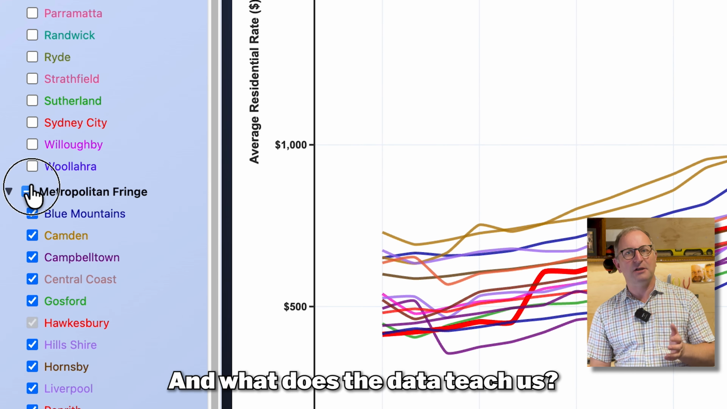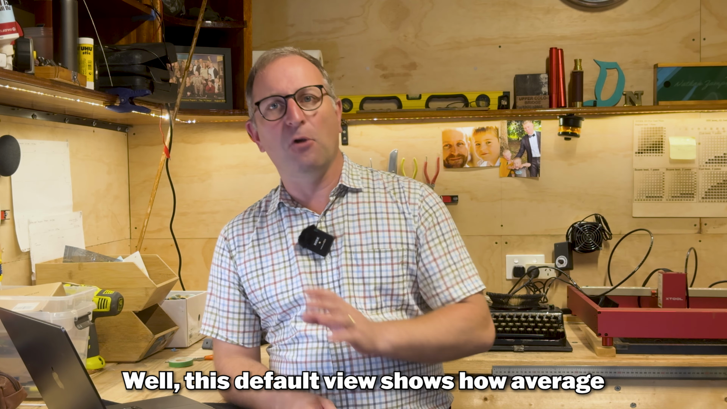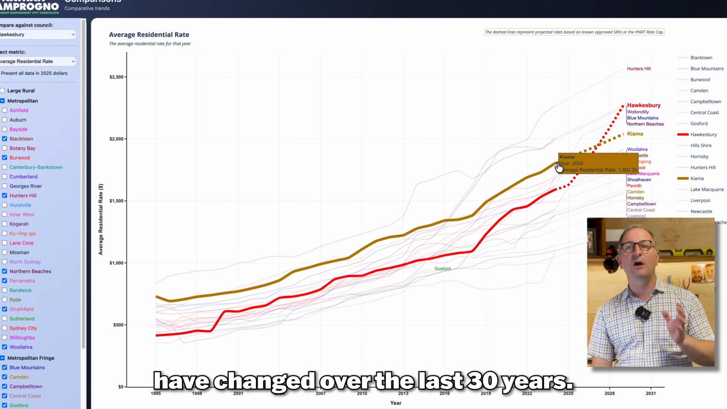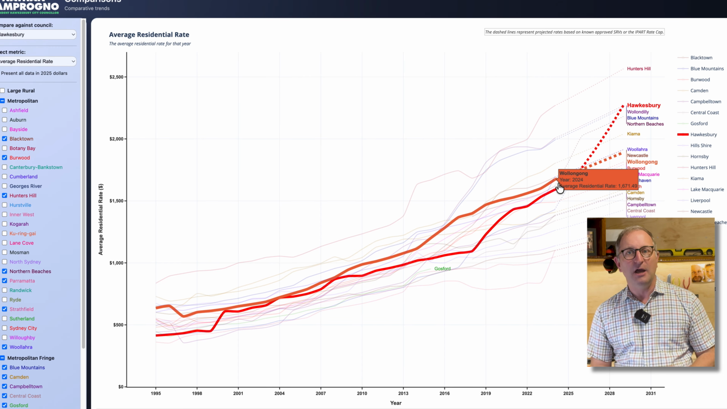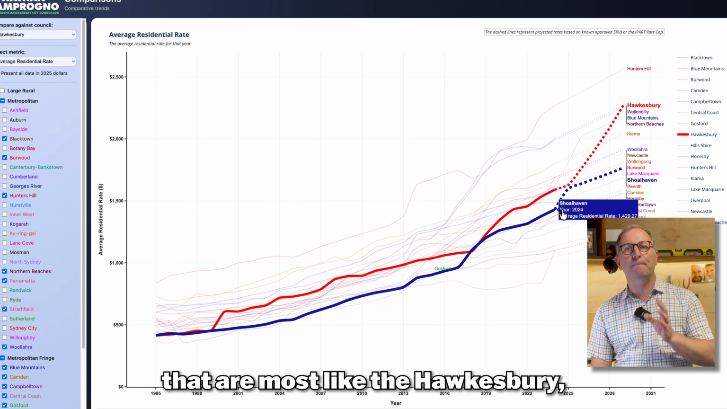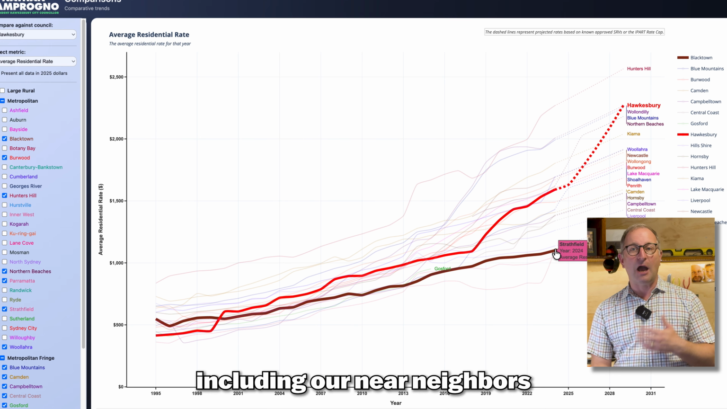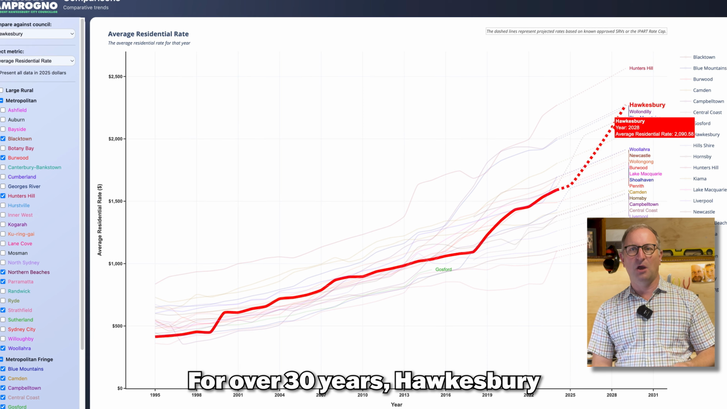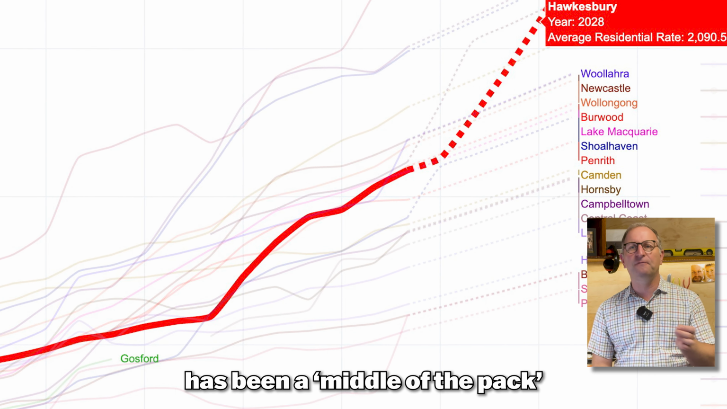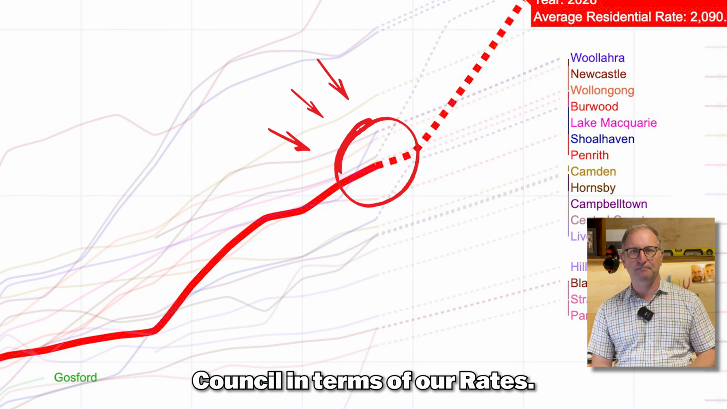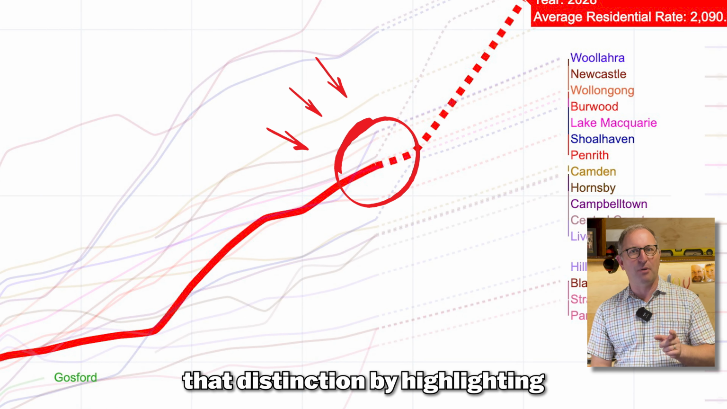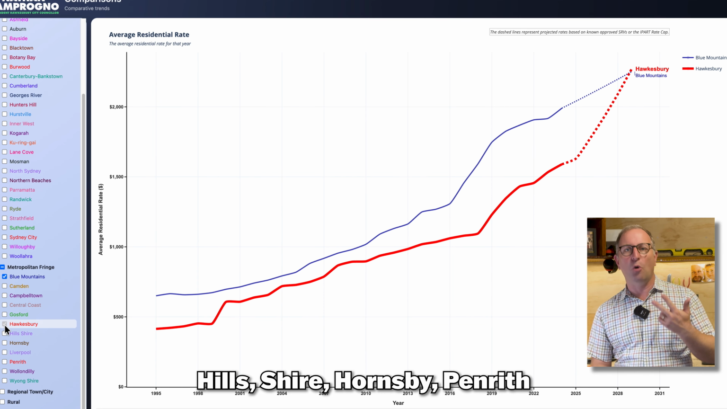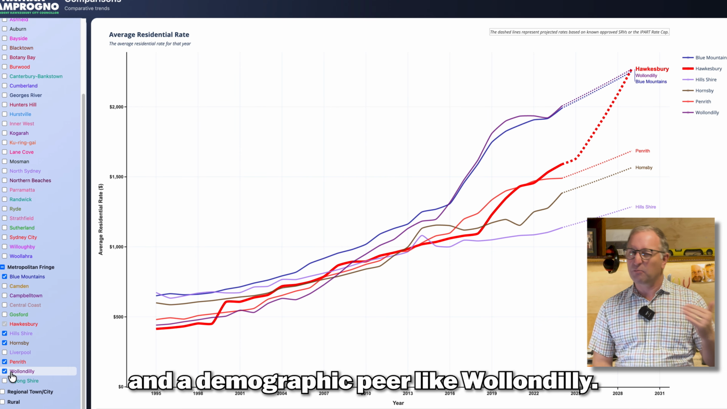And what does the data teach us? Well, this default view shows how average residential rates have changed over the last 30 years. These default lines are the councils that are most like the Hawkesbury, including our near neighbours and demographic peers. For over 30 years, Hawkesbury has been a middle-of-the-pack council in terms of our rates. But let's just sharpen that distinction by highlighting our nearest neighbours. Let's say Blue Mountains, Hills Shire, Hornsby, Penrith, and a demographic peer like Wollondilly.